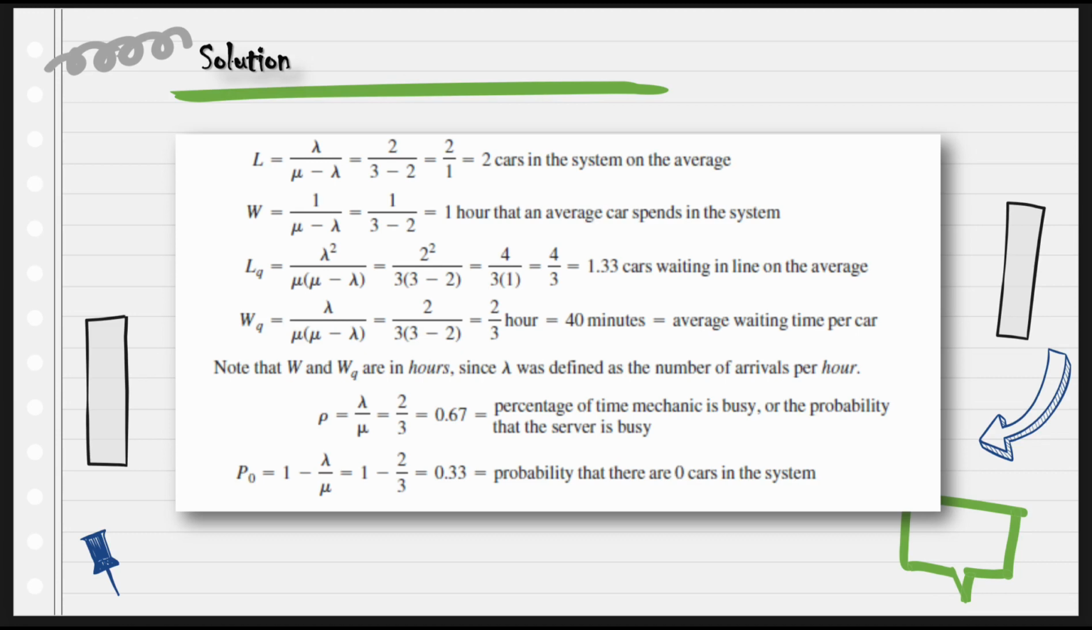So, we just need to solve the utilization factor, which is P is equal to 2 divided by 3, and that would be 0.67 or 67% of time the mechanic is busy, or the probability that the server is busy. So, next, we will solve the probability that there is no one in the system, and that will be P sub 0 is equal to 1 minus 2/3, and we will come up with an answer of 0.33 or 33% probability that there are 0 cars in the system.